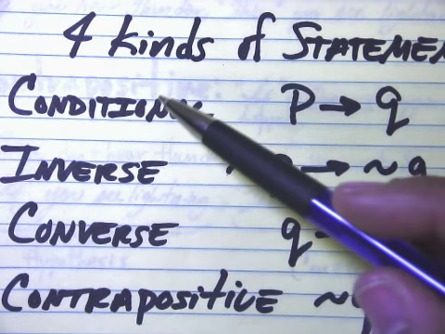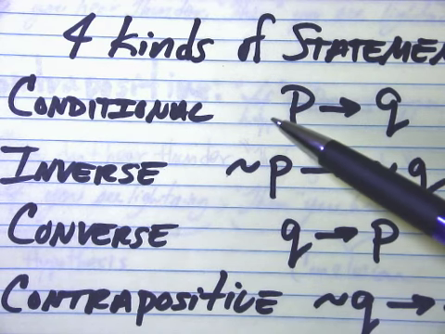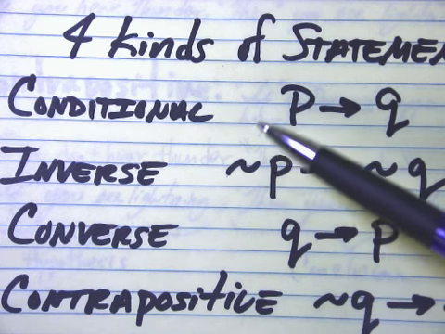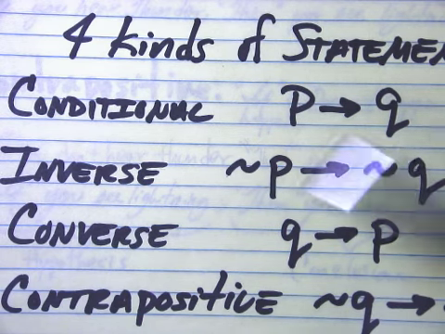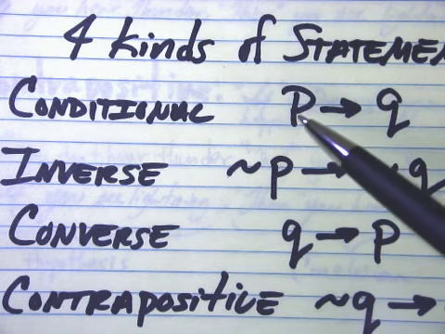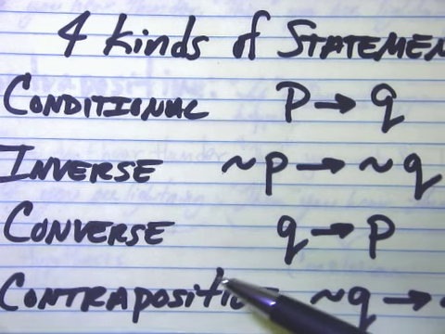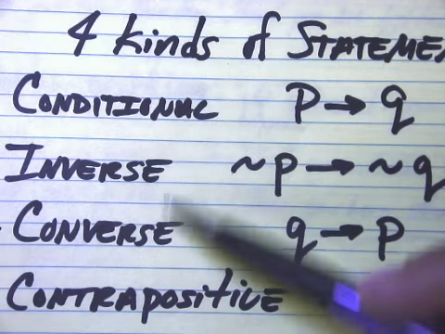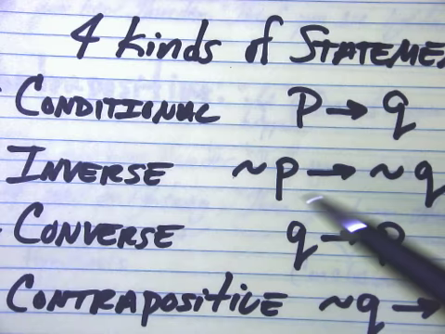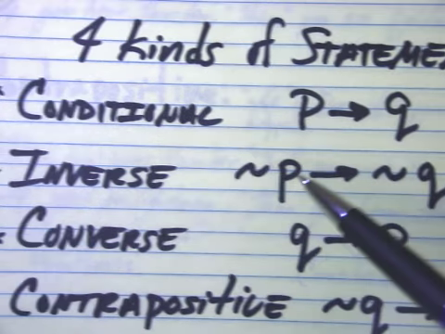The inverse statement is the negation of P to Q. So basically, it's the opposite of P to Q. So if the conditional is P to Q, the inverse is not P, then not Q. The converse is the switching of P and Q. So if it's P to Q, then it's Q to P. And the contrapositive is both. It's kind of like the combination of the inverse and converse, where you're switching and negating. So you notice it's Q to P and they're being negated.